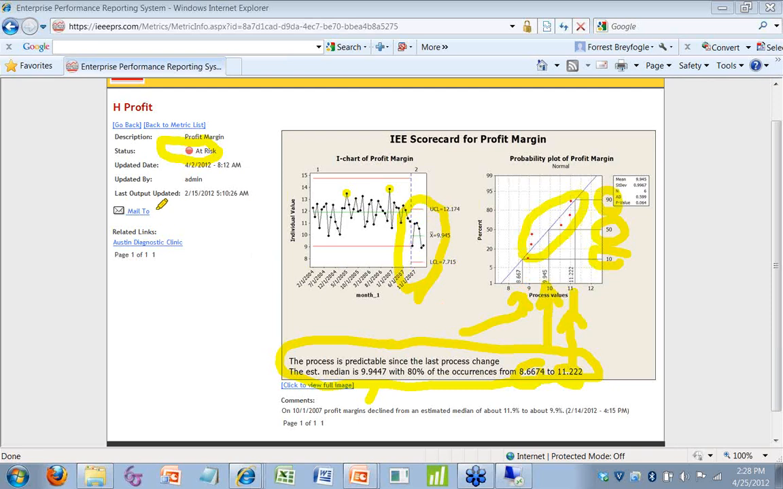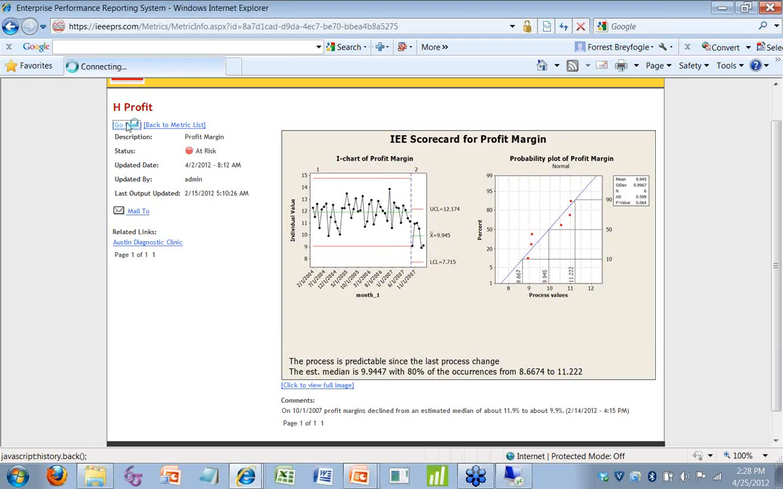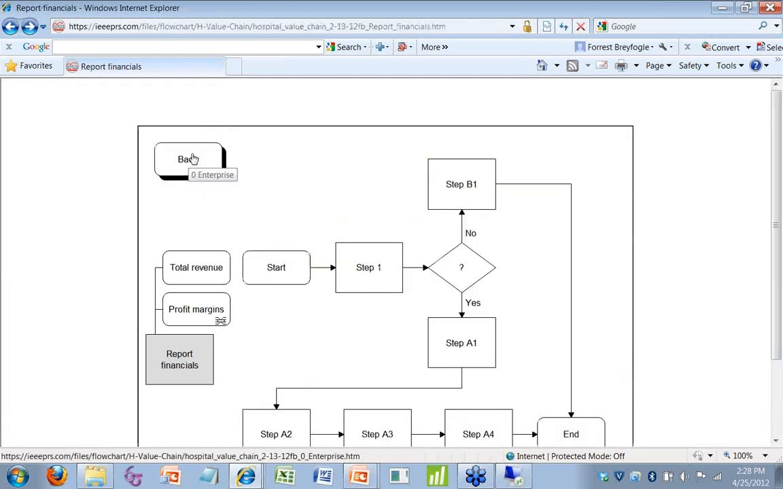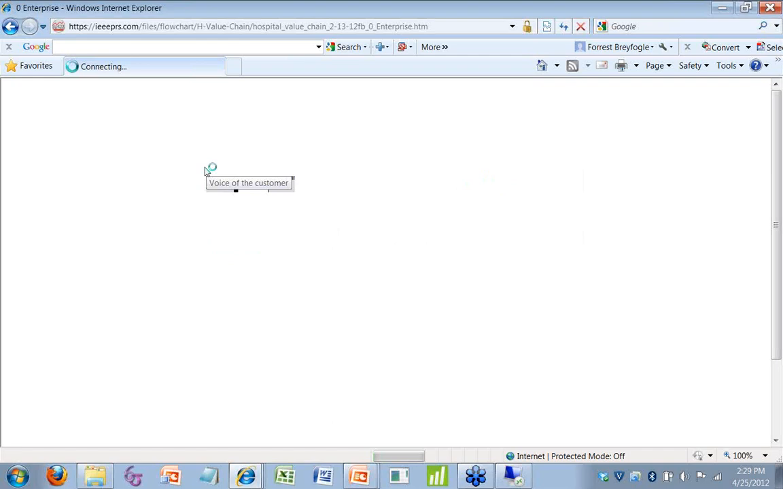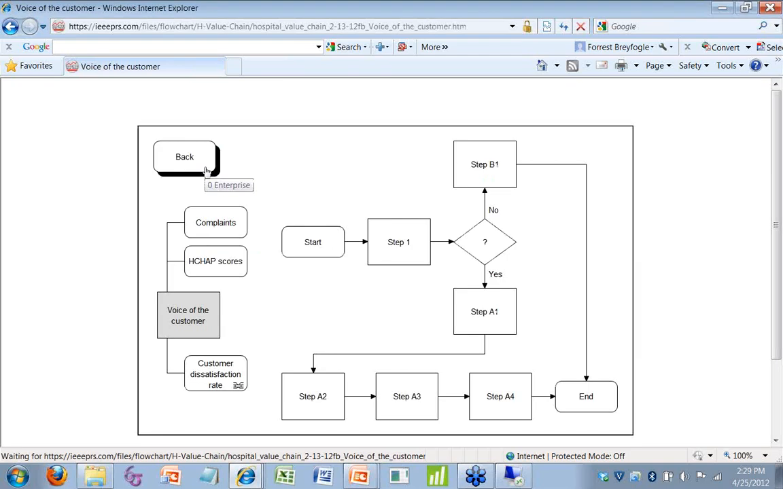Now, what you can do is say, at this point, you could mail this to somebody, or what we really want to do is go in and make an improvement here. We want to better understand what's happening. So what we're going to do is go back to looking at the voice of the customer. Okay, so we're clicking on voice of the customer.